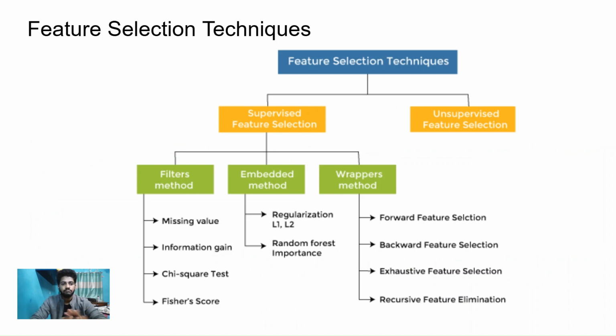And now feature selection techniques. These are of two types, which are supervised feature selection and unsupervised feature selection. From the supervised feature selection, we have three main categories, which are filter methods, embedded methods, and wrapper methods. The filter methods involve missing values, information gain, chi-square test, and Fisher score. And then the embedded methods involve regularization L1, L2, and random forest importance. And finally the wrapper methods involve forward feature selection, backward feature selection, exhaustive feature selection, and recursive feature elimination.